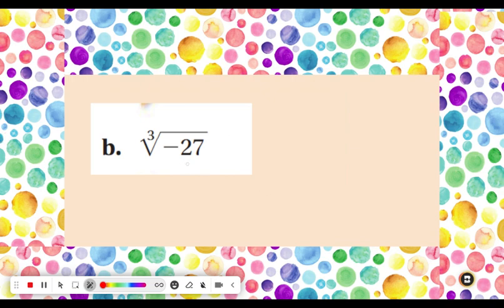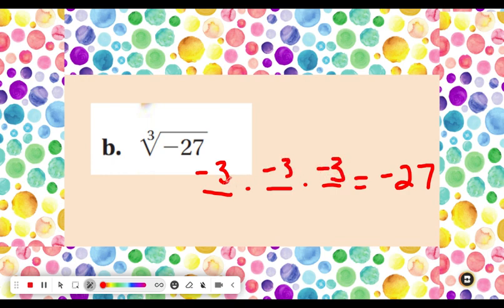Okay, the cube root of negative 27. So what times what times what equals negative 27? Negative 3 times negative 3 times negative 3 equals negative 27.